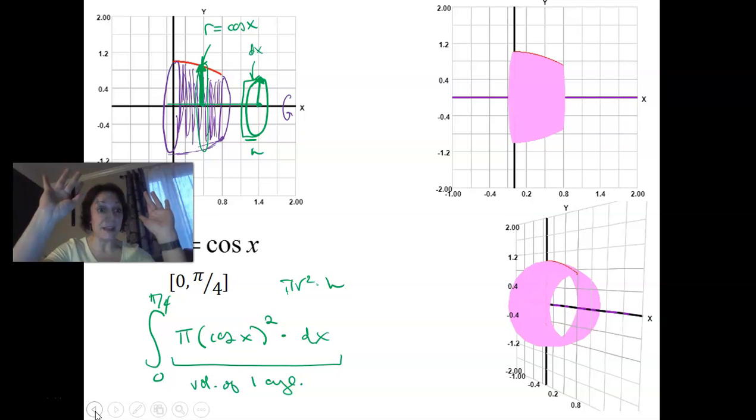Donezo. I like volumes of revolution because all the cross sections are the same. It's going to be pi, radius squared, and then your dx. If you can figure out what your radius is, you're home free on these.